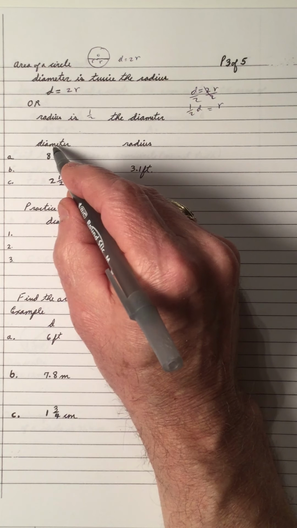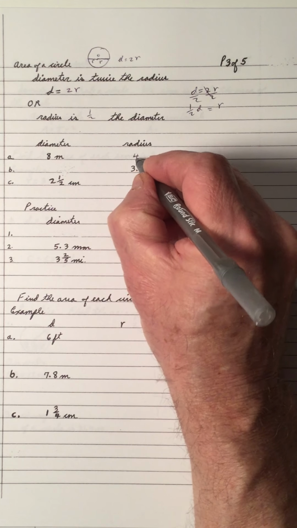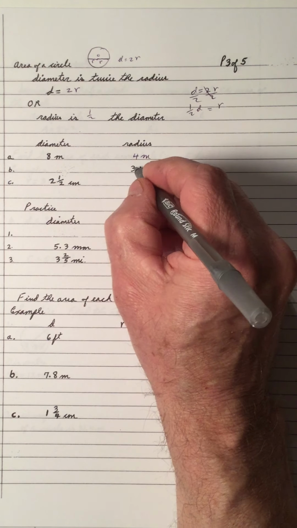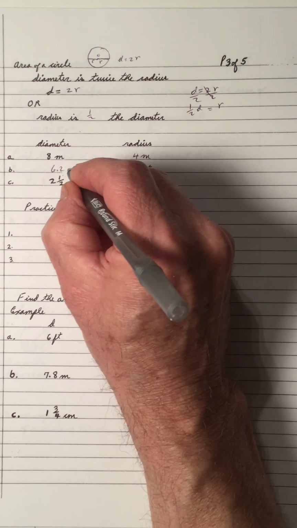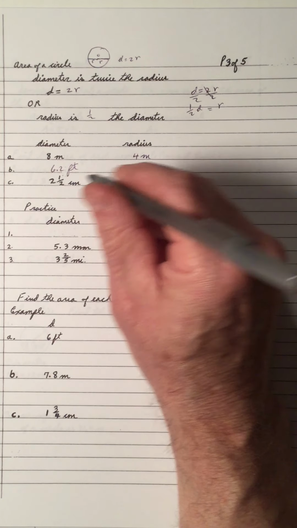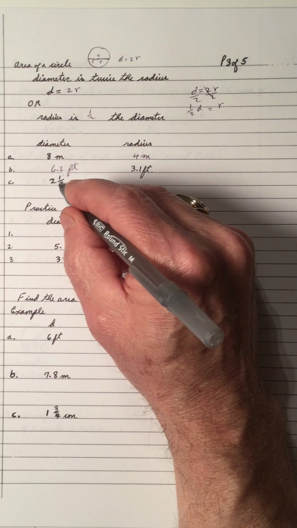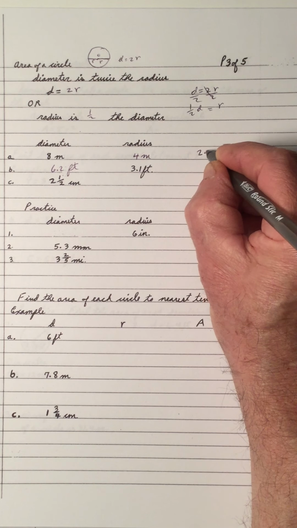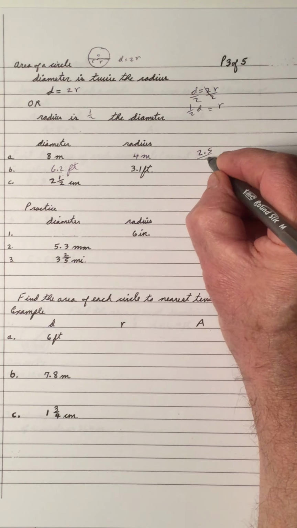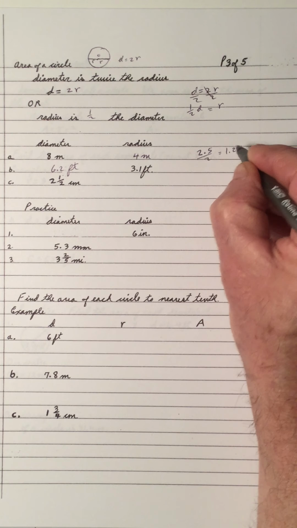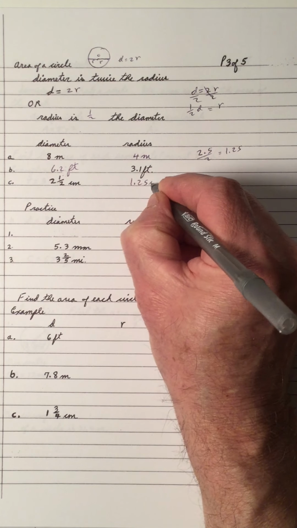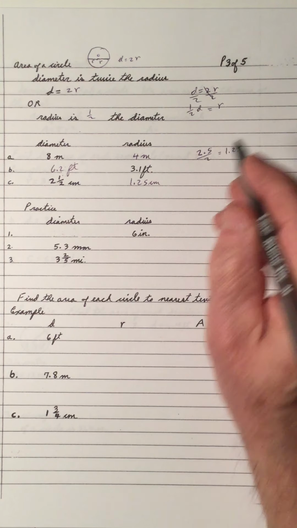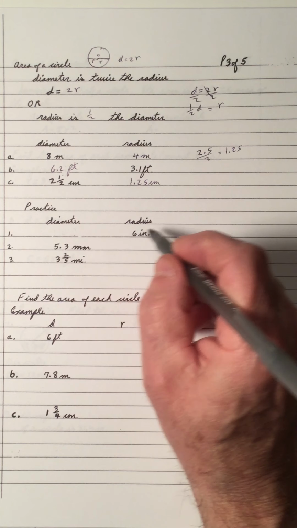So let's work these out. If the diameter is 8, then the radius is 4 meters. If the radius is 3.1, then the diameter is double that, so 6.2 feet. And if you have a diameter of 2.5, you divide by 2, that gives you 1.25, and it's in centimeters. Practice means pause the video and work these answers out.